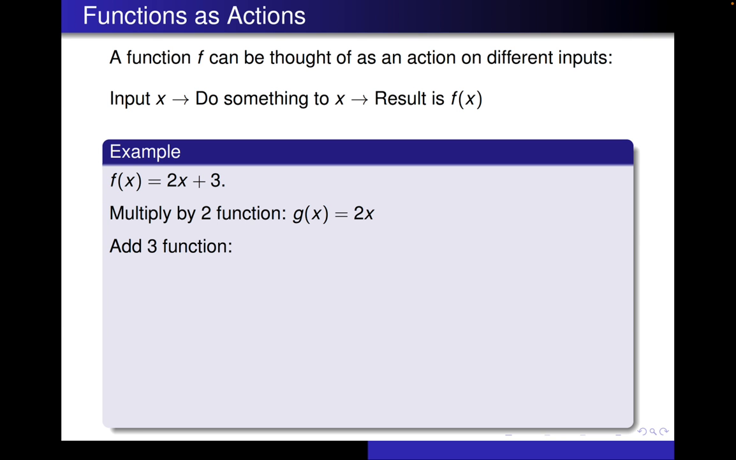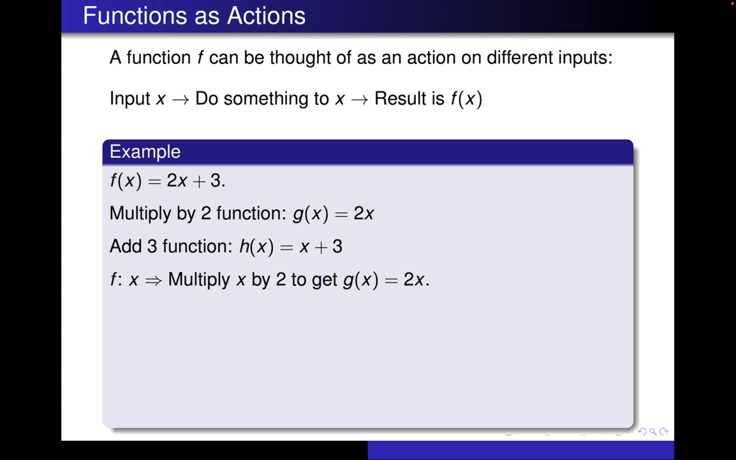The second function that it's made up of is the add 3 function. That takes an input x and adds 3 to it. So we'll call that h of x being given by x plus 3. Remember, x is the input, and if you're adding 3 to the input, that's x plus 3. So if we want to think about f as being made up of these two functions, well, let's see. The first thing we're going to do is start with x. We're going to multiply x by 2 to get g of x equals 2x, right? That's the first part of our action.